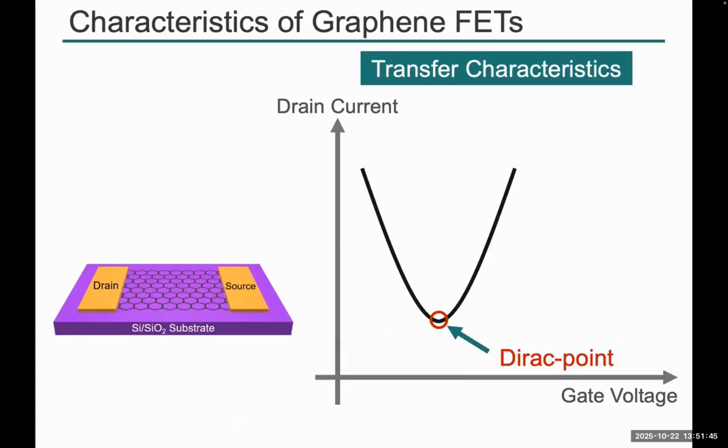Next, this slide shows the characteristics of typical graphene FETs. This graph is called the transfer characteristics of the graphene FETs. The horizontal axis is the gate voltage applied to this device, and the vertical axis is the drain current, which is the current between the source and drain. This minimum point is called the Dirac point, and this is a very important thing.